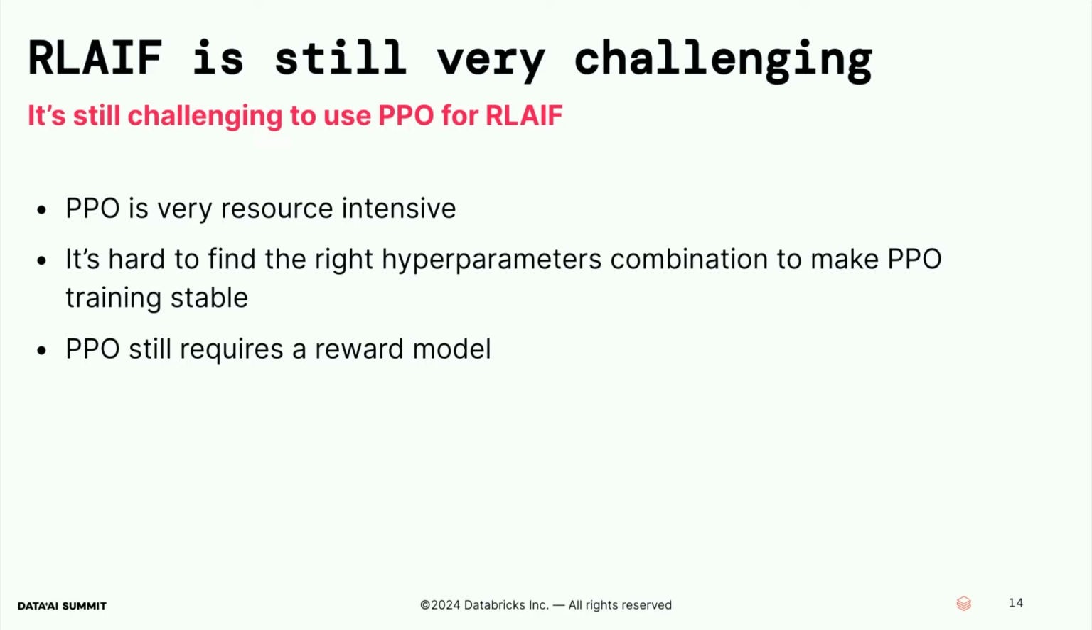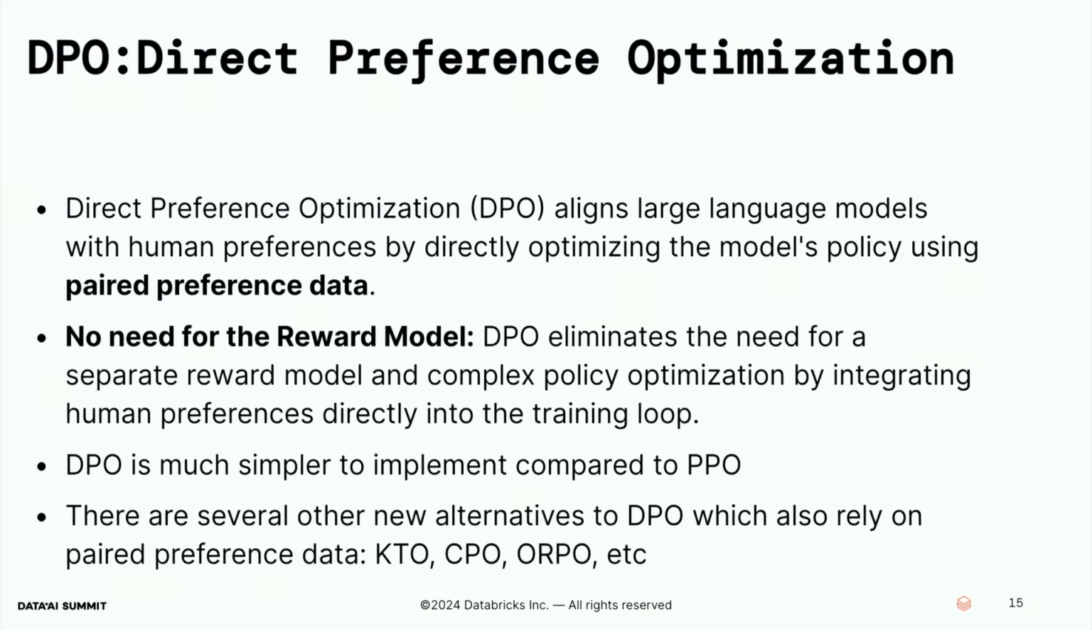And it's very hard to get the right hyperparameter combination. And if we have time, I can show what can happen if that goes the wrong way. And of course, we still need the reward model. So there is another algorithm called direct preference optimization, and with this one we don't need a reward model.